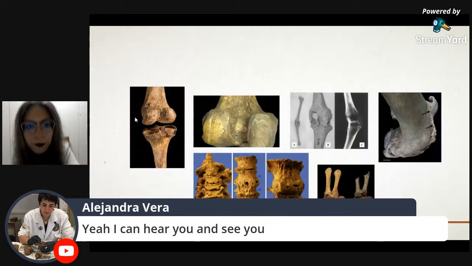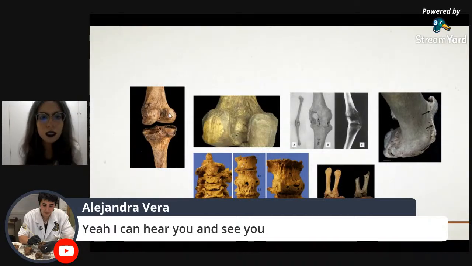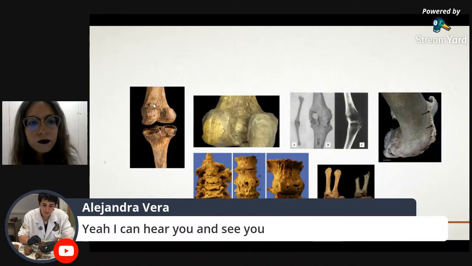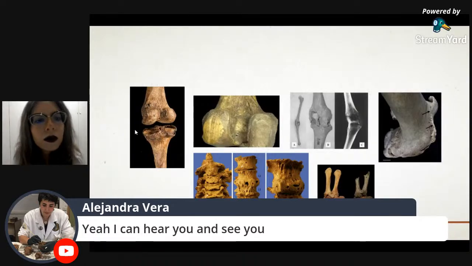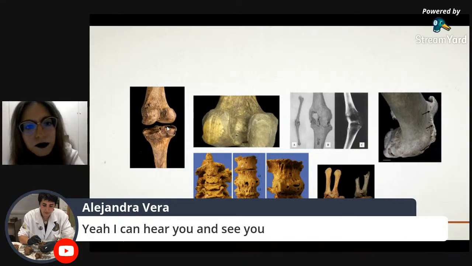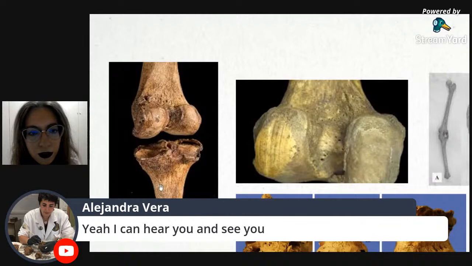As we see here, this is the knee joint. We can see that the superior and inferior parts of the joint, this is the femur, this is the tibia, show some sort of porosity, and if I zoom in, I can see right there this rim.